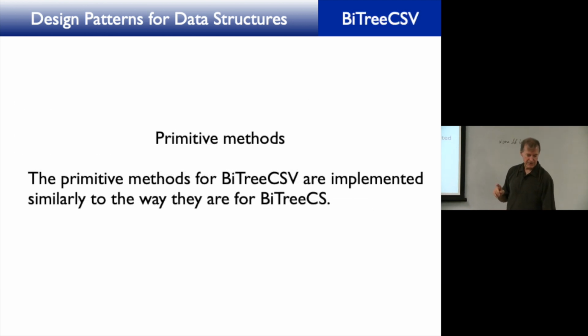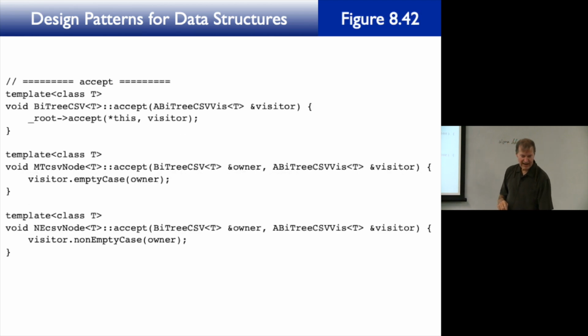So, first observation is that the primitive methods for bytree CSV are implemented exactly as they are for bytree CS. And here is the code for accept. Now, do you remember, does this look familiar? So let's analyze this one more time. First of all, the user is going to have a visitor, and the user is going to pass that visitor to accept.